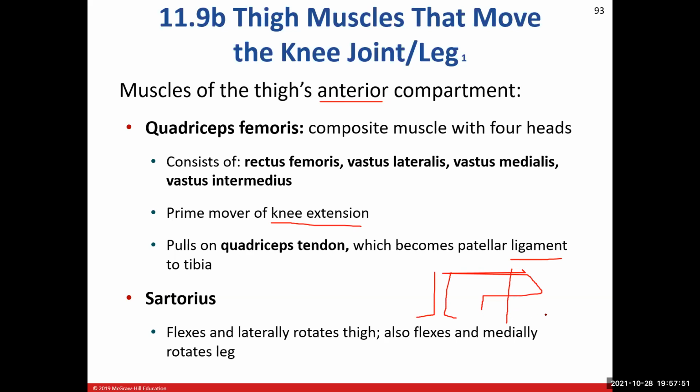That's sartorius, right, is going to flex. So it's going to pull your knee up towards your chest. It's going to turn your knee out, which is going to be lateral rotation to the thigh. Then when we get down into your leg, right, it causes flexion of the leg because you're bending the knee, but also it's going to cause medial rotation there.